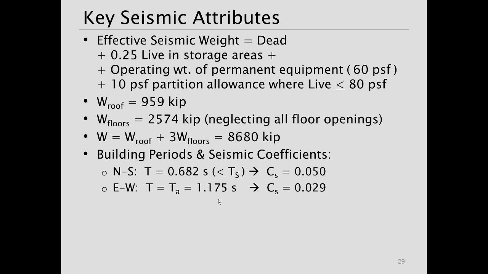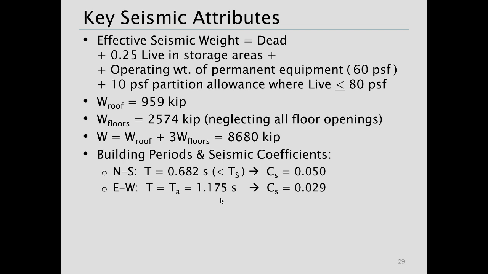So if we total all that up, doing our dead load, or seismic weight, takedowns, we end up with a seismic weight at the roof of 959 kips. We end up with a seismic weight at each of the floors of 2574 kips, neglecting all the floor openings. Then if we look at that to get our total seismic weight for the building, it totals up to 8,680 kips. Moving on to basically summarizing what we would work from, not focusing on all these calculations, but focusing more on the stability design calculations here.